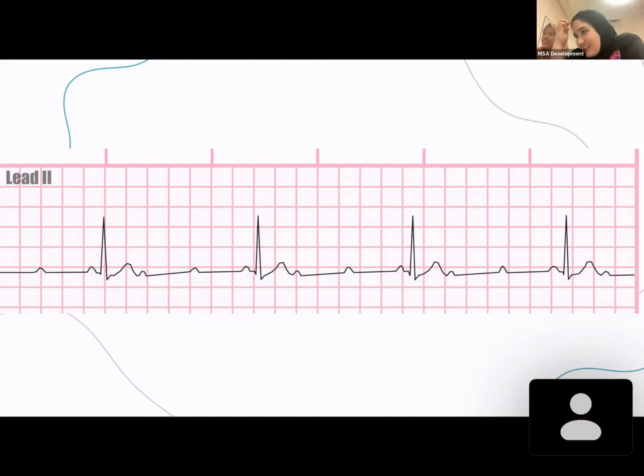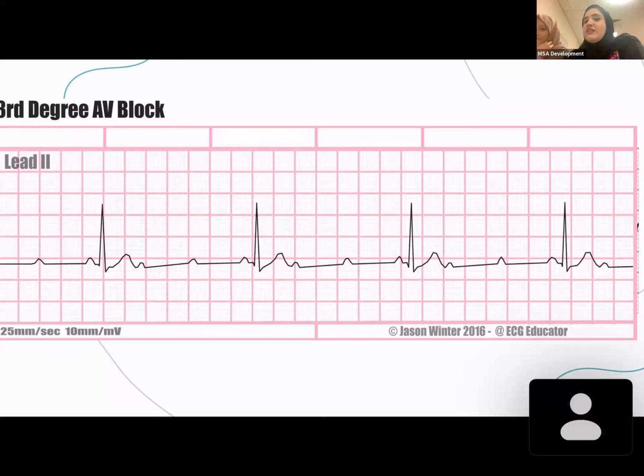Like we have a lot of P's without their QRS. Okay, D3, no connection between A and P. Exactly, perfect. So basically this is a 3rd degree AV block.